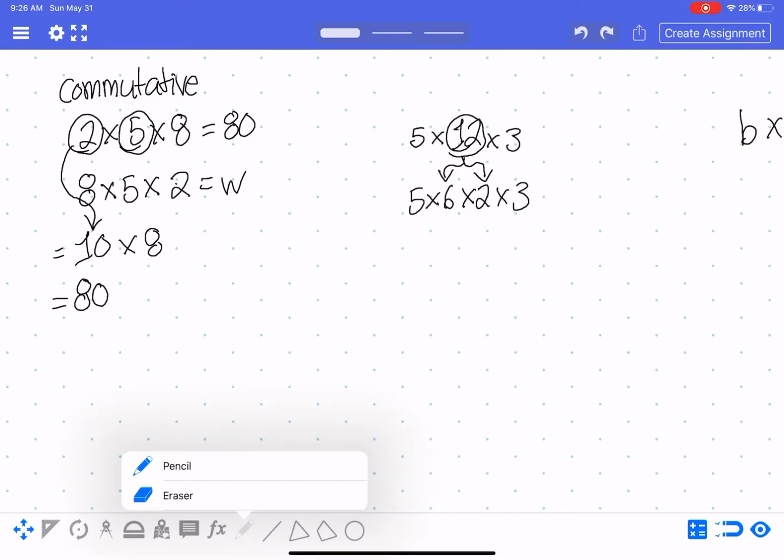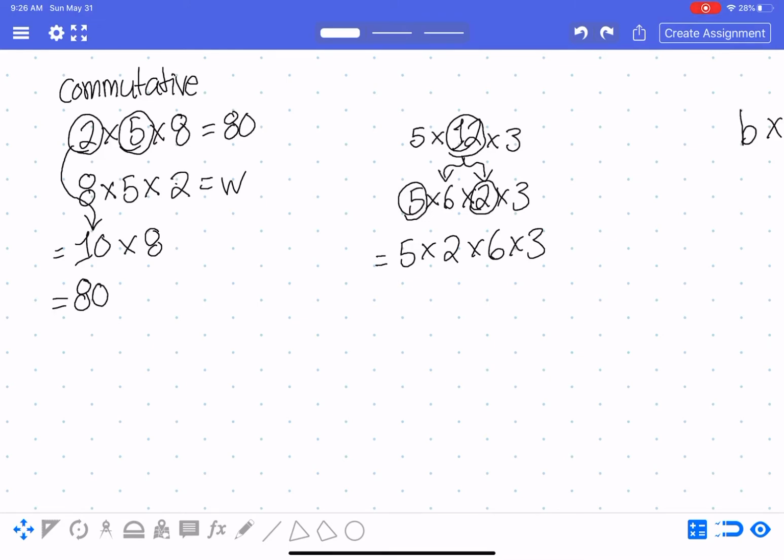But now I could even rewrite it and switch the numbers around, because right away I noticed that 5 and 2, if I put them together, it'll create the same friendly number from the previous question. So I'll go 5 times 2 times 6 times 3. So I just took all the numbers and I moved them around. Now, 5 times 2 is 10. And then 6 times 3 is 18. Okay? And then here we are with a friendly number again. So 10 times 18 is 180. And there we go. Okay, so we'll move on.